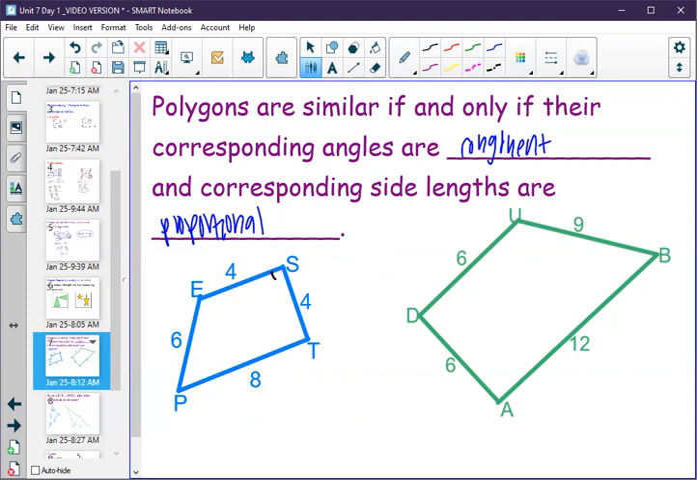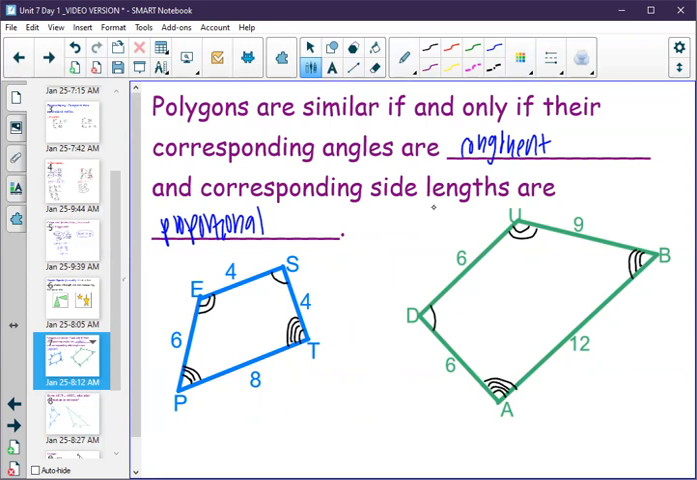So it looks like angle S and angle D, those would be corresponding. Those look like the same measure. Then I have angle E. Looks like it corresponds to angle U. Angle P corresponds to angle B. And angle T corresponds to angle A. So as long as we know that those are congruent, that's the first step.